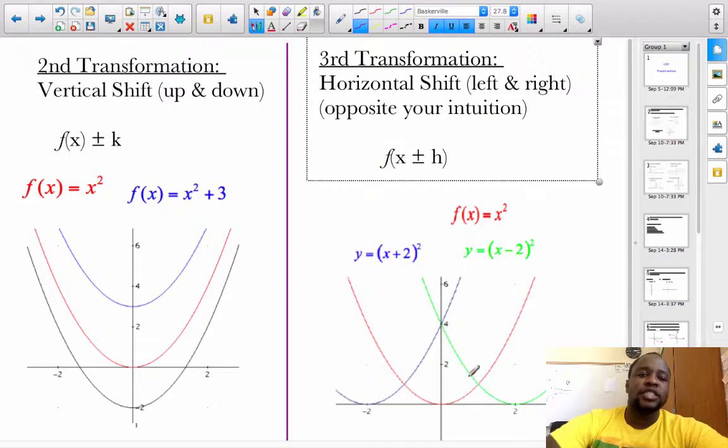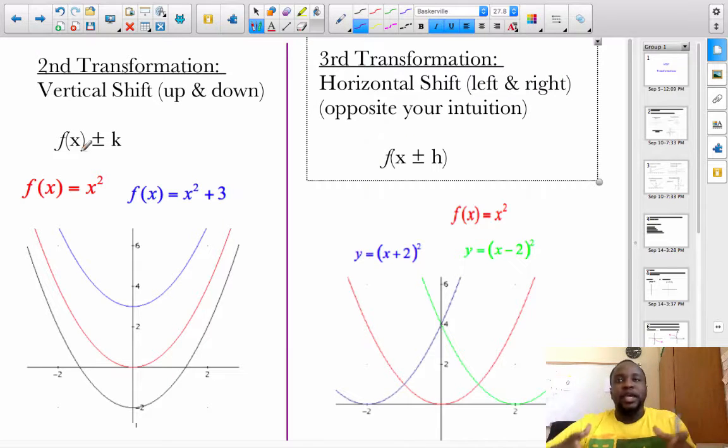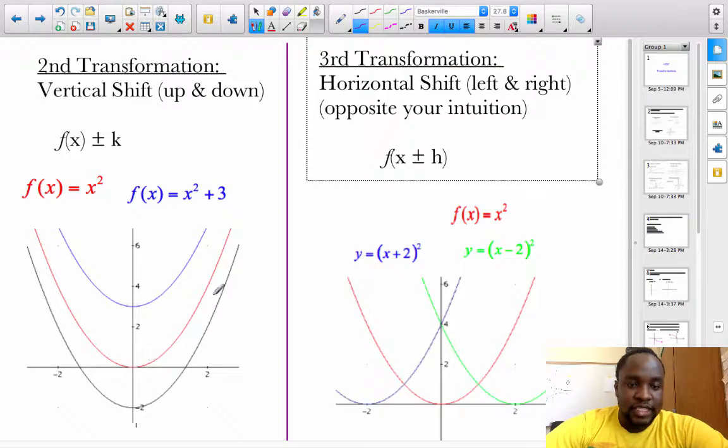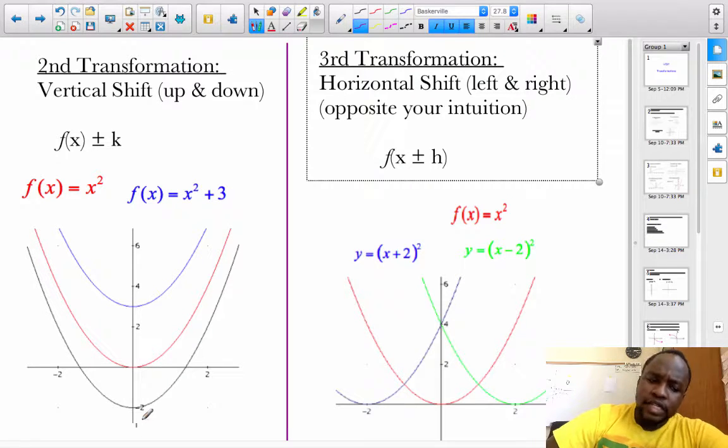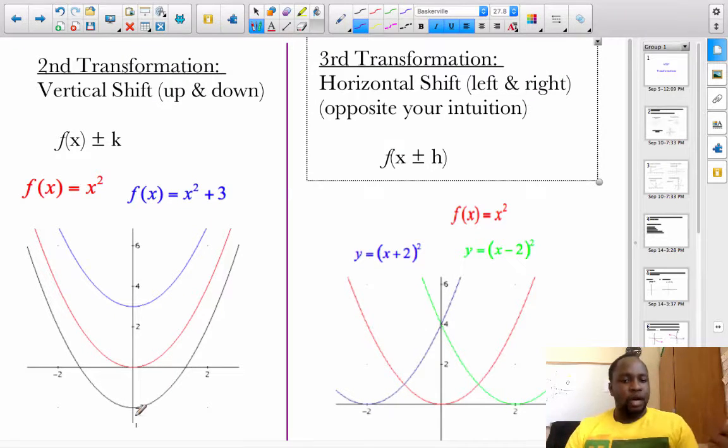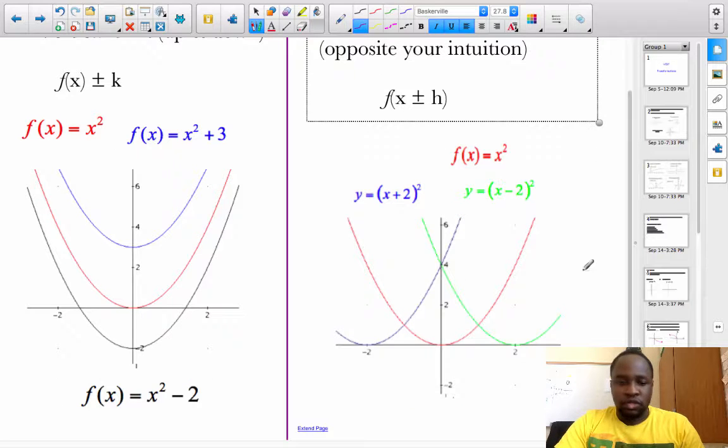Next, the next type of transformations are shifts. So we have vertical shifts, where we have f of x and we add or subtract something to that function. Here our parent function is f of x equals x squared. And then if we shift it up 3, f of x equals x squared plus 3. So what do you guys think if we shifted it down 2? F of x would equal x squared minus 2, because it shifted down 2.